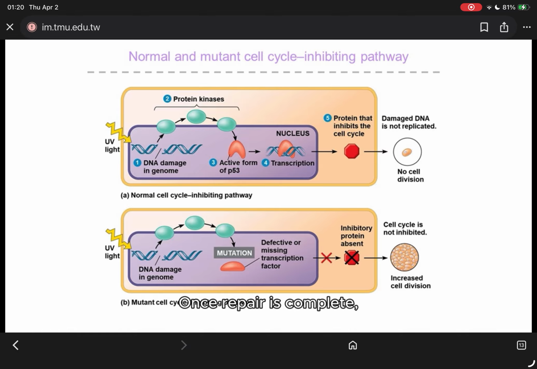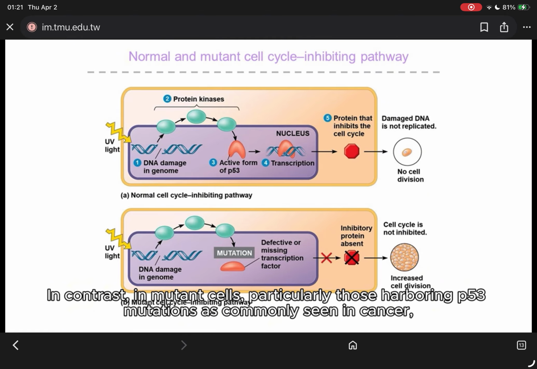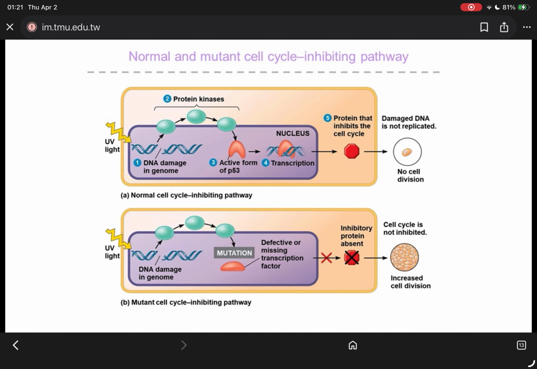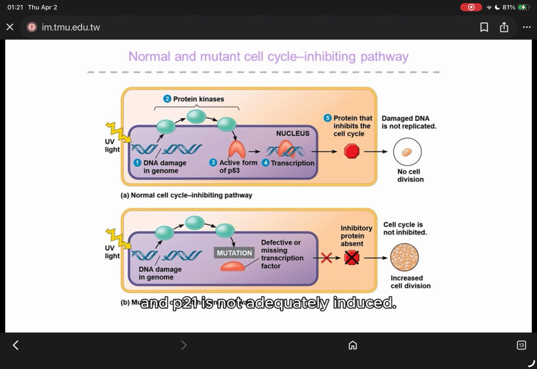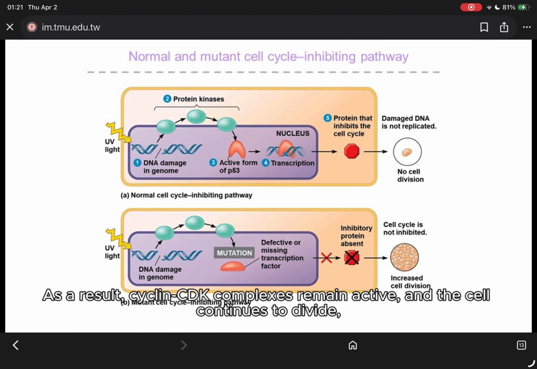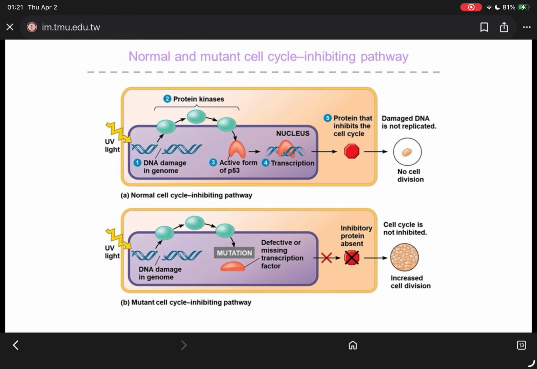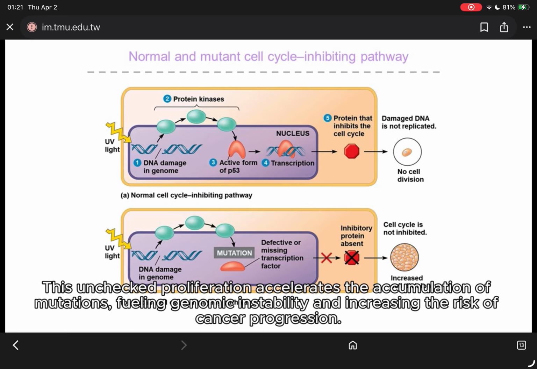Once repair is complete, the cell cycle resumes in a controlled manner. In contrast, in mutant cells, particularly those harboring p53 mutations as commonly seen in cancer, this pathway fails. Without functional p53, the cell cannot effectively sense DNA damage, and p21 is not adequately induced. As a result, cyclin CDK complexes remain active, and the cell continues to divide despite carrying damaged DNA. This unchecked proliferation accelerates the accumulation of mutations, fueling genomic instability and increasing the risk of cancer progression.